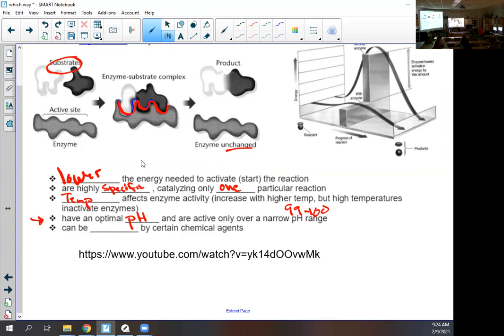That's part of it, absolutely. All right, these can be inhibited by certain chemical agents. So once again, that's like drugs or alcohol or certain medications.